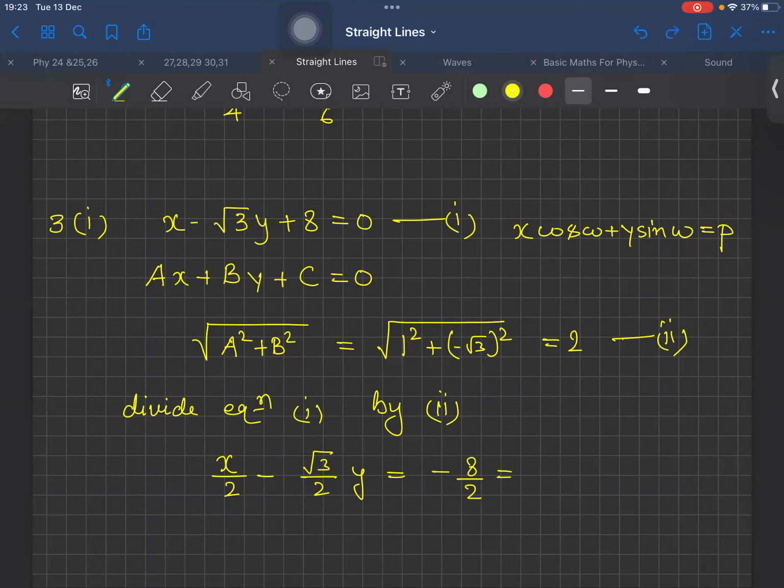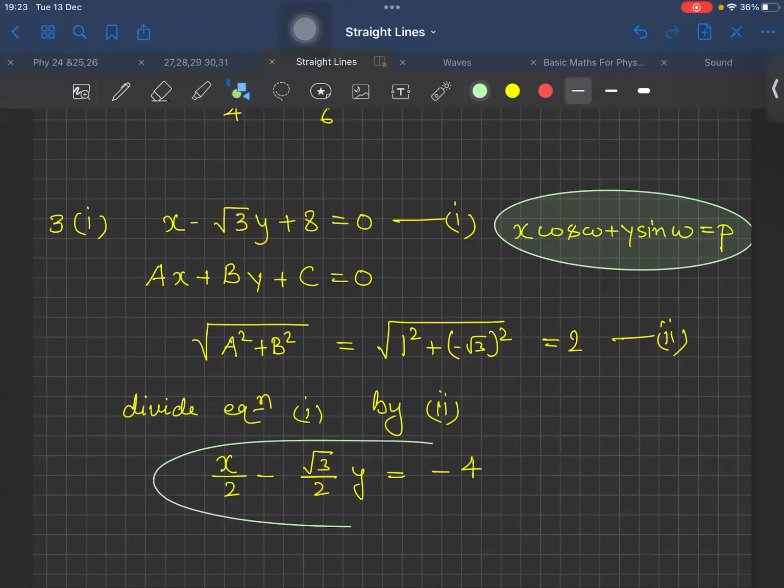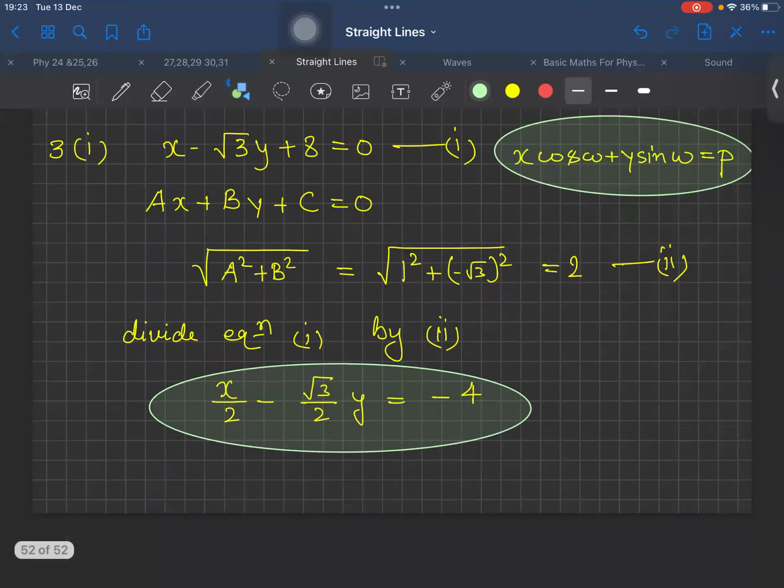Okay, let's not write here. Let's just directly write minus 4. Will that be okay with you? Okay. Now compare these two equations. This equation and this equation. If you compare these two, what values will you get?